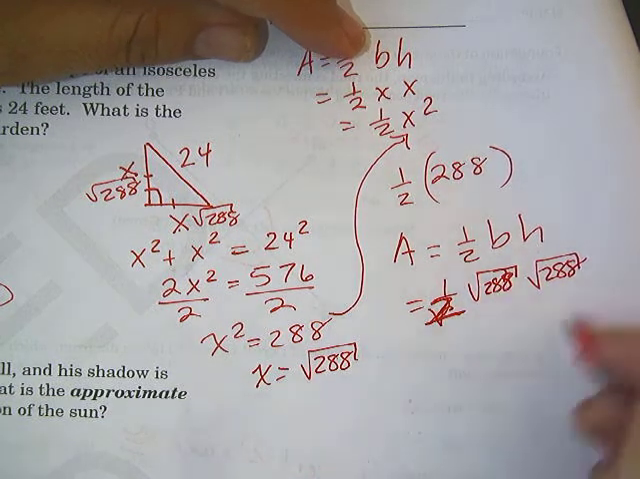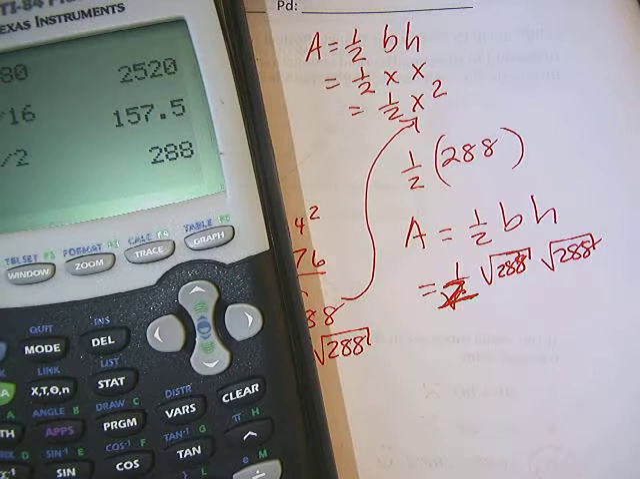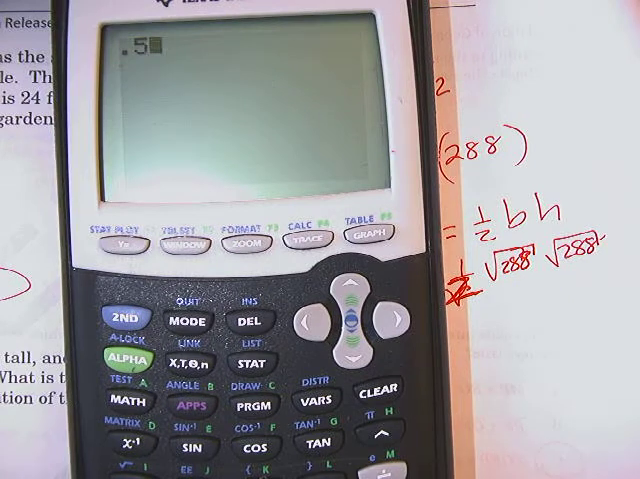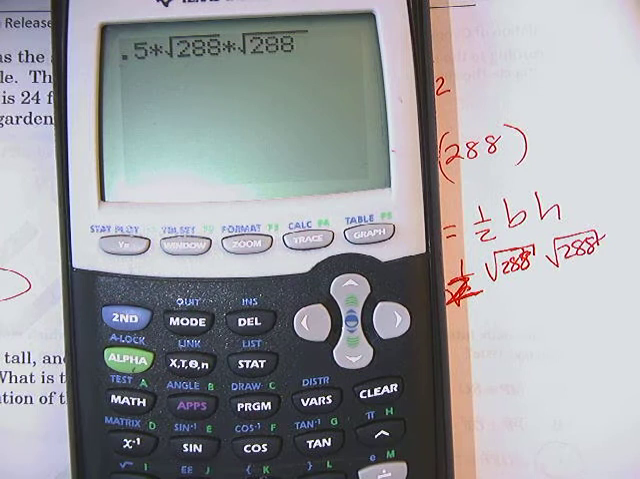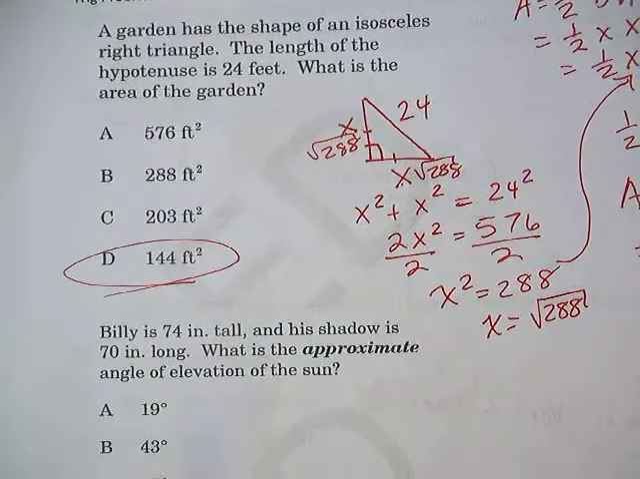If you actually put that in your calculator, let me do that. I'm going to do 0.5 for 1/2. Clear. 0.5 times square root of 288, and make sure you arrow out to get outside of the square root. Square root of 288. Enter. 144. My little slick move there was pretty cool, and you get the same answer either way.